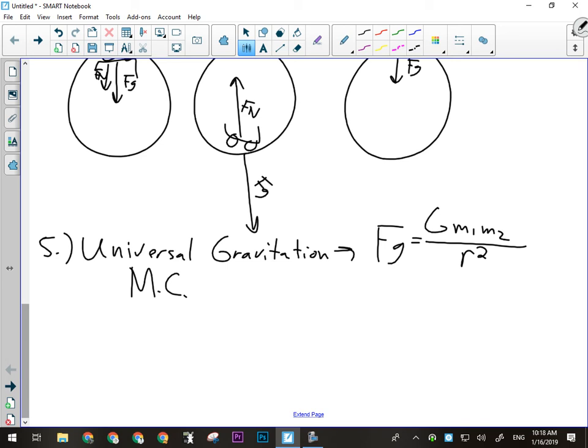The multiple choice questions might ask something like, you have two masses interacting and you double how far apart they are. What will happen to the force of gravity between them? If I double how far apart they are, the force of gravity between them will be 4 times less, right? If I double r, I'm dividing by a number that's 4 times bigger, so I'll have 4 times less, or 1/4 of the gravitational force between them.